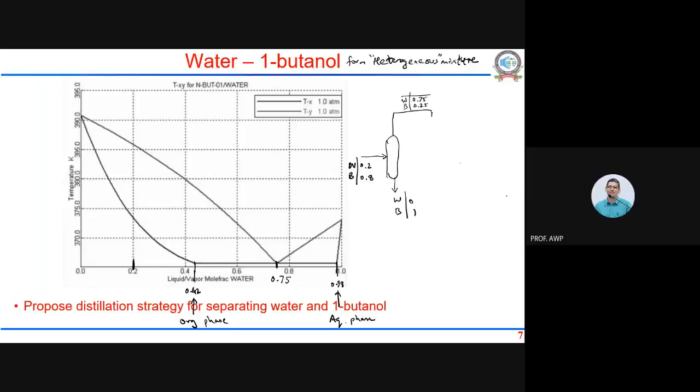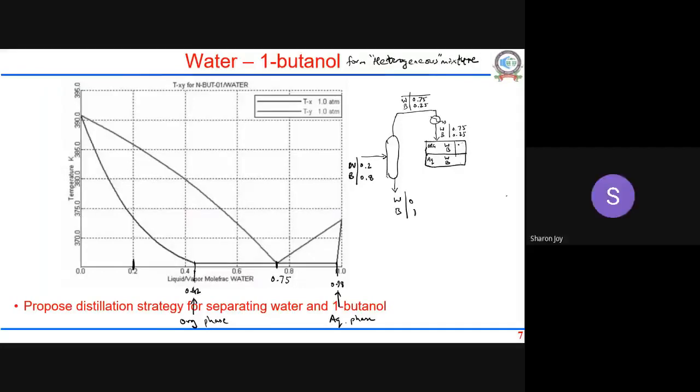Now I'm thinking of a gravity decanter next. This is a vapor composition. If I condense this, I will get a liquid of 0.75, 0.25, which is in the range between 0.42 and 0.98. So you want to use a decanter. Yes, sir. It will split into an aqueous phase and an organic phase. Organic phase will contain water and butanol. Aqueous phase will contain water and butanol.